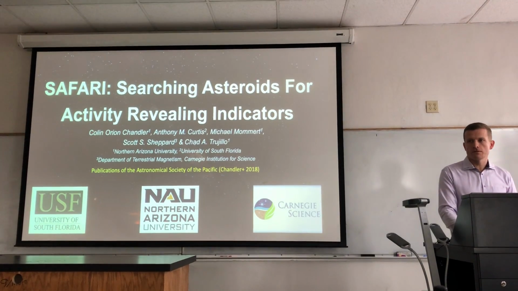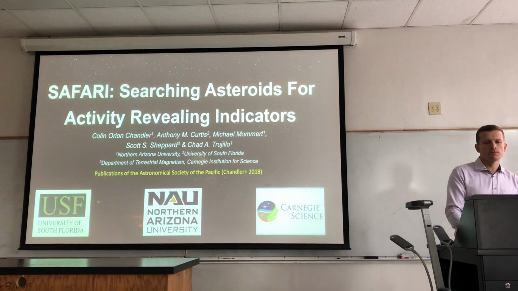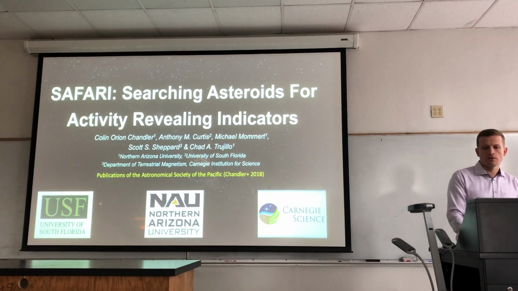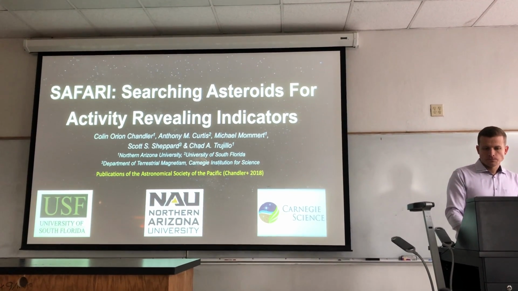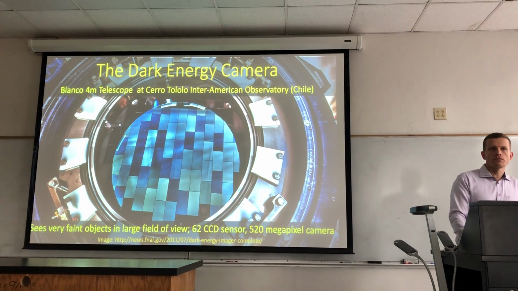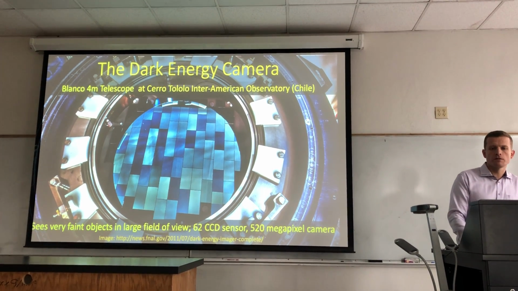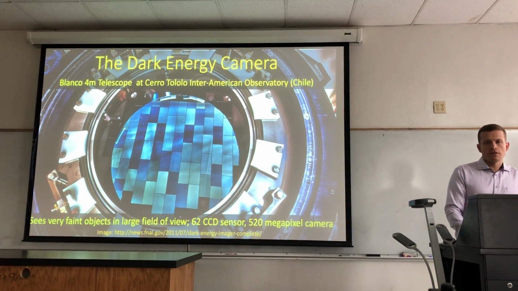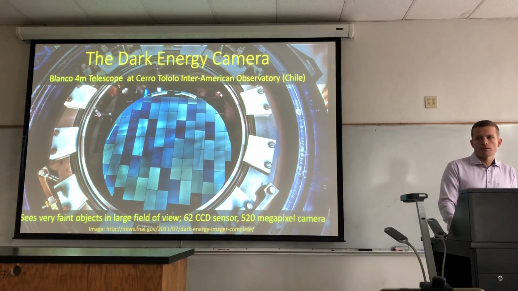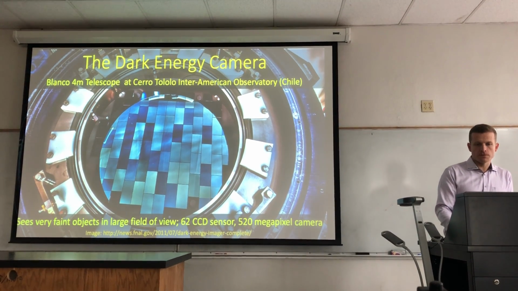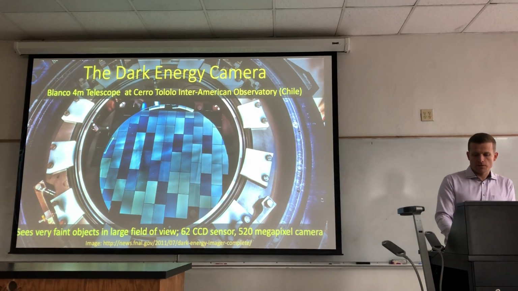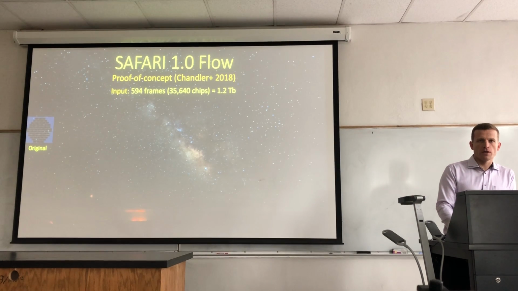So enter SAFARI, Searching Asteroids for Activity Revealing Indicators. This is published in PASP. This is work I did with Anthony Curtis, Michael Mommert, Scott Sheppard, and Chad Trujillo. We used the Dark Energy Camera. This is on the Blanco 4-meter telescope at Cerro Tololo Inter-American Observatory in Chile. It can see exceptionally faint objects in a very large field of view. It has 62 chips. They give it 520 megapixels. And those 62 chips are important because you can see that pattern there, both on this image of the camera itself, as well as here in this upper left.